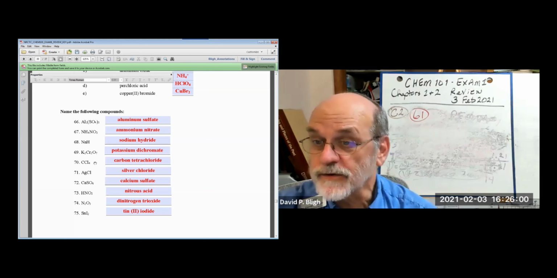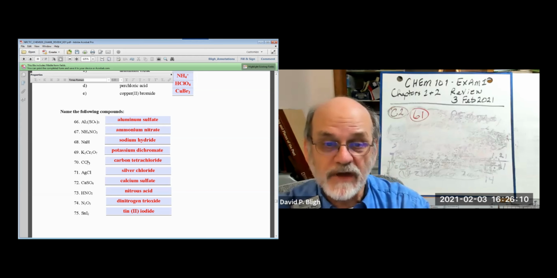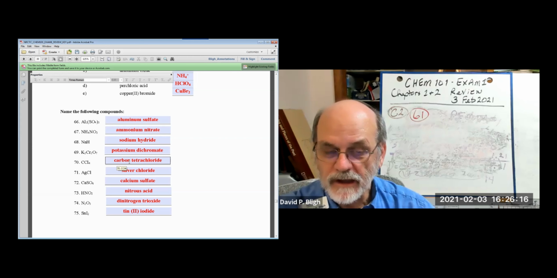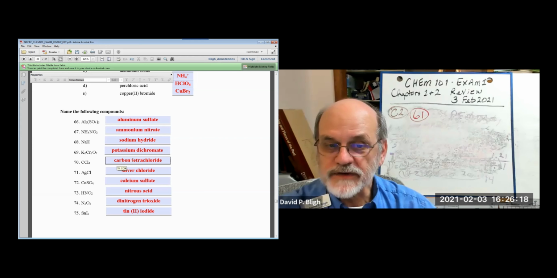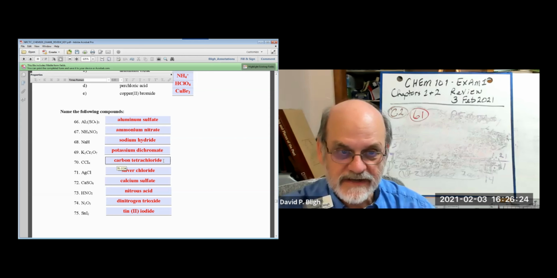Okay, now we got a type 3 compound. What does that mean? Both of the binaries in this compound are nonmetals, which means you say how many of them there are. There's only one carbon. It's first, so we don't say mono. We say carbon. There are four chlorines. We say tetrachloride. Carbon tetrachloride is CCl4.